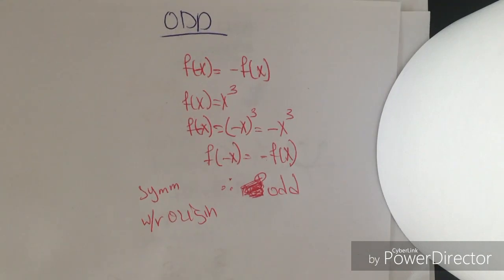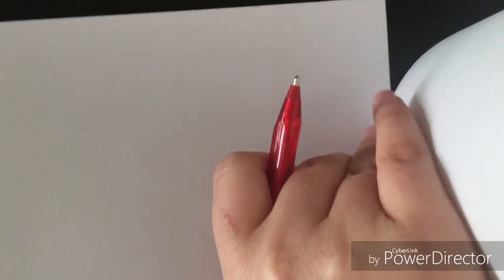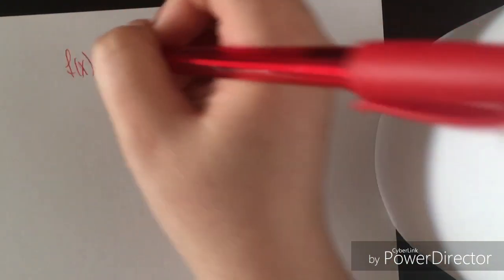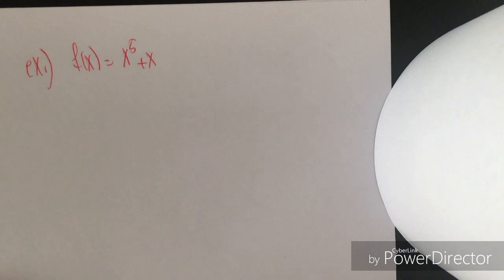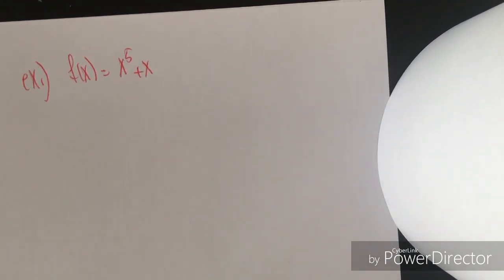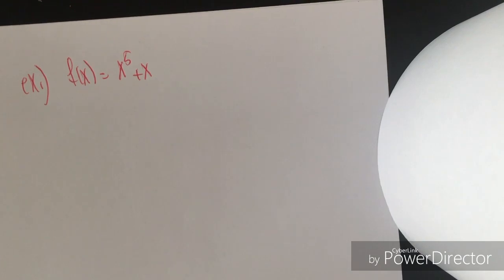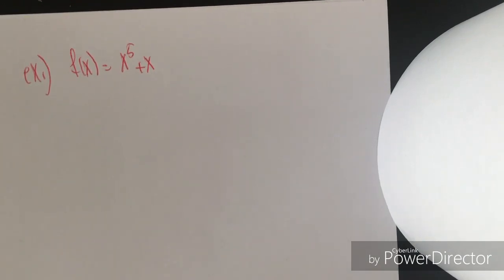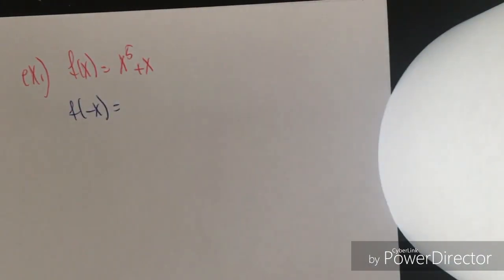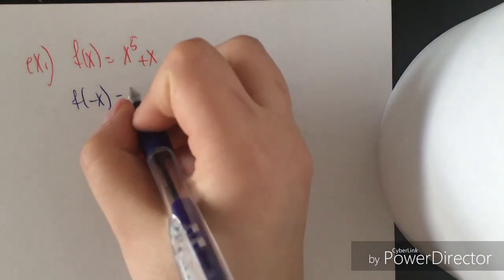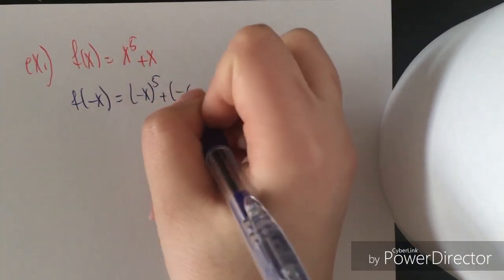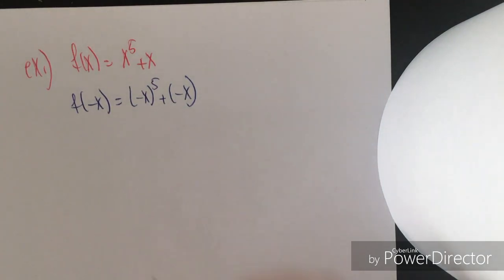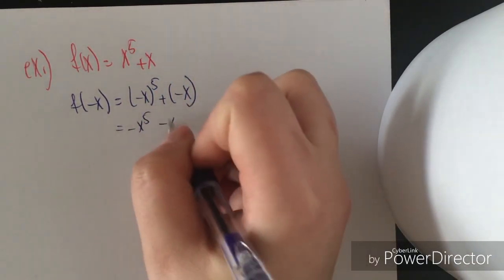Now let's take a look at some examples. If we have f of x equals x to the 5th plus x, we want to know, is this function even, odd, or neither? That means neither odd nor even. First, we're going to find f of negative x. Whenever you see x, put negative x. This is the same as negative x to the 5th minus x.